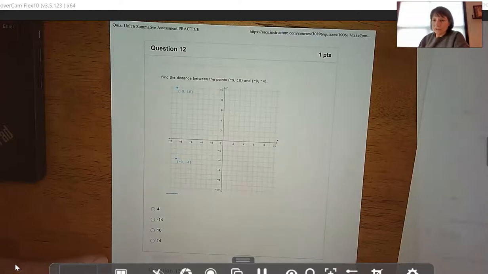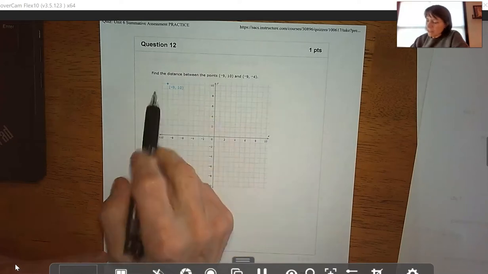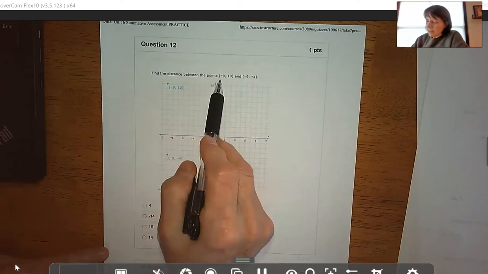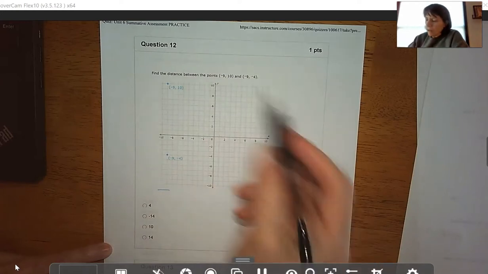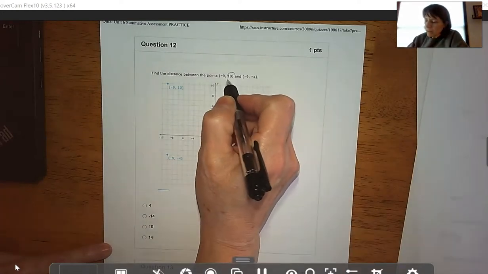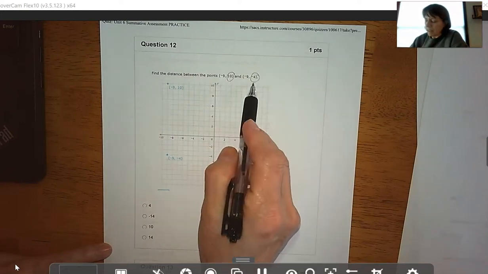All right, so our Unit 6 Summative Assessment Practice answer key here. Number 12 says, find the distance between the 2 points -9, 10 and -9, -4. So just a little trick here. You're always going to be finding the distance between the two numbers that are different. So we're looking for the distance between 10 and -4.